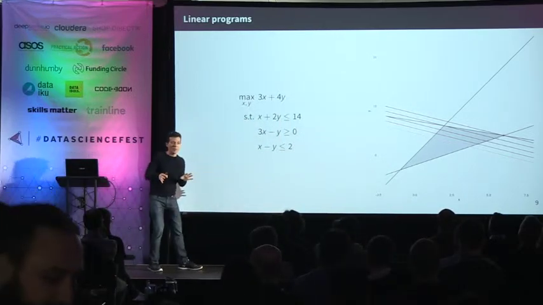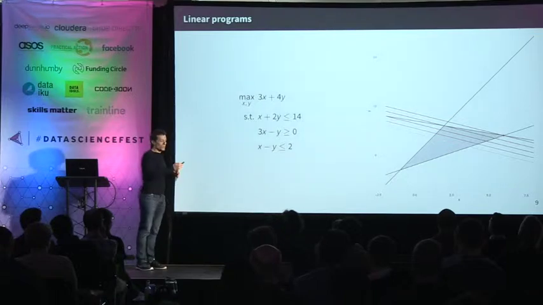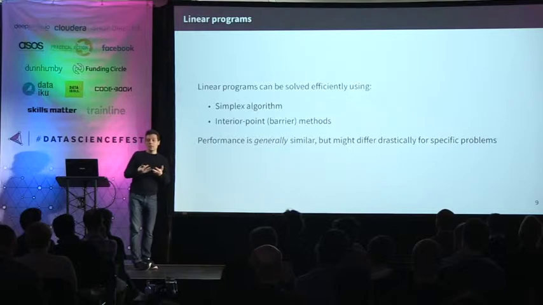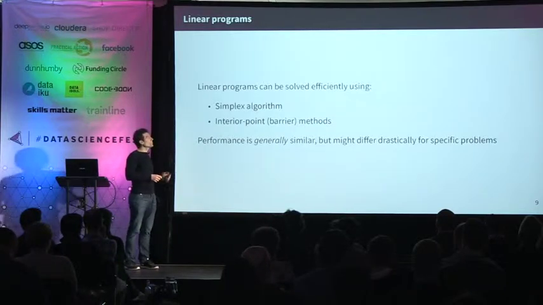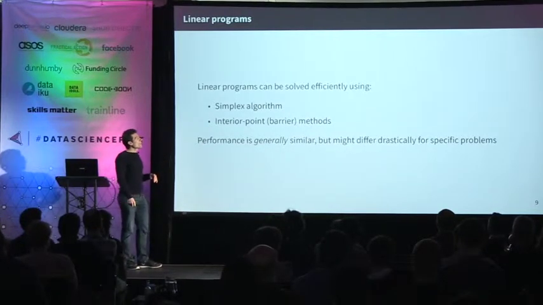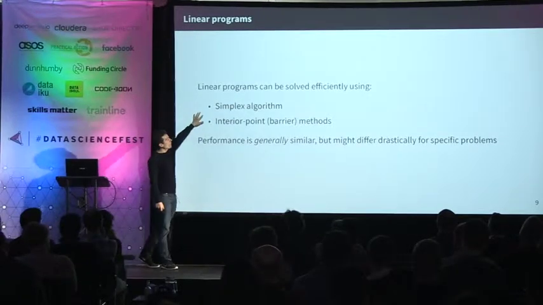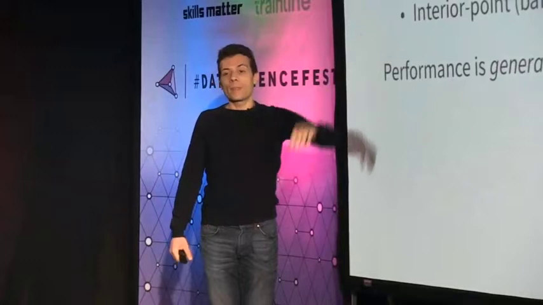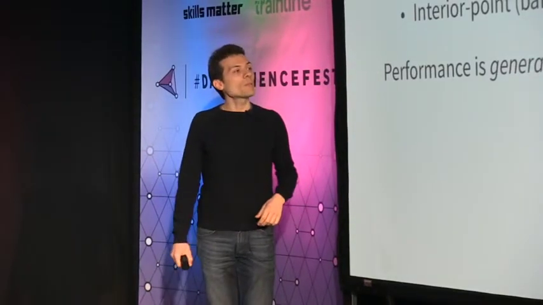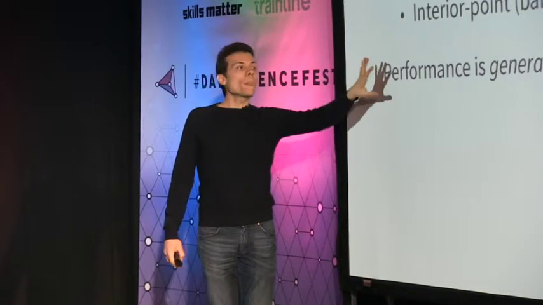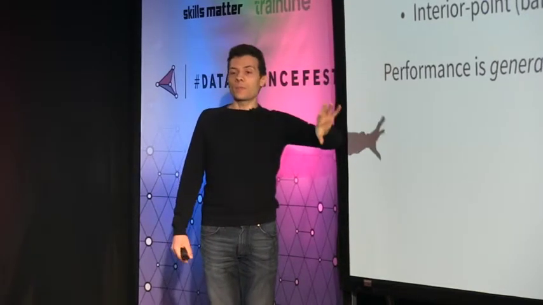Not going to go into an awful lot of detail on how you get to that solution, but the important thing to know is that there are two main classes of algorithms that can be used to solve this. So if you have a problem of that form where everything is linear, both your function and your constraints, then you can use the Simplex algorithm that was proposed by Dantzig in '57, or you can use the interior point methods, which were proposed, I think, around 20 years later. So the performance is generally very similar. It might be very different for different problems.